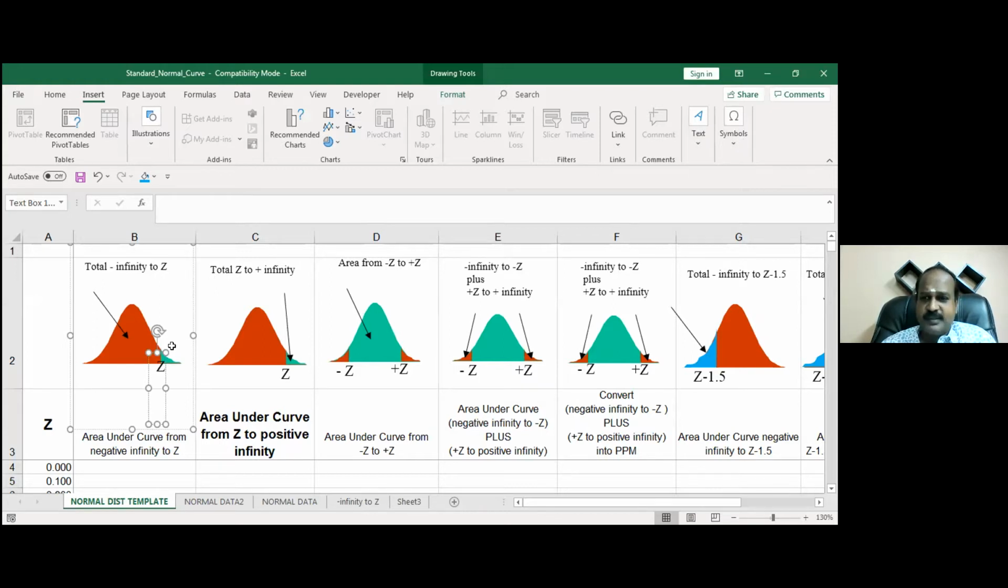So the left, if I consider red as the success, then green will be failure. All right. Now, what is this number? Z score. Clear?